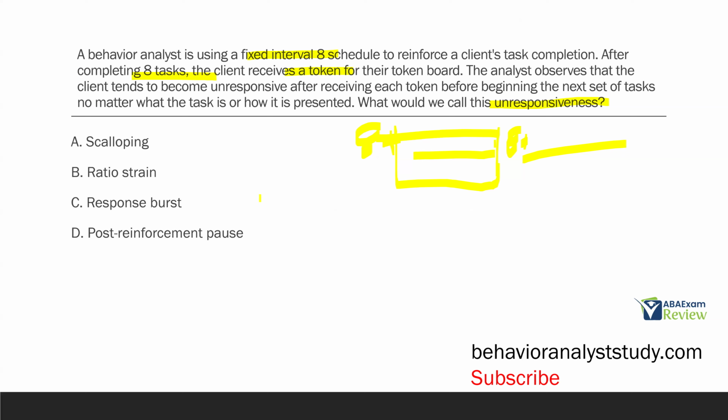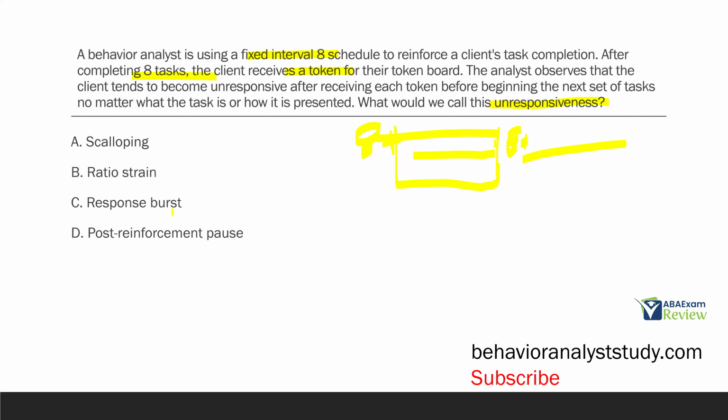Do we call it scalloping? Well, scalloping is when a client engages in rapid amounts of responses once that reinforcement schedule is almost finished. And we're not doing that here. What's happening is reinforcement is being delivered, and then there's a pause. So do we call it ratio strain? Well, ratio strain occurs when we thin a schedule too quickly and reinforcement stops altogether. It's not ratio strain because nothing was thinned.